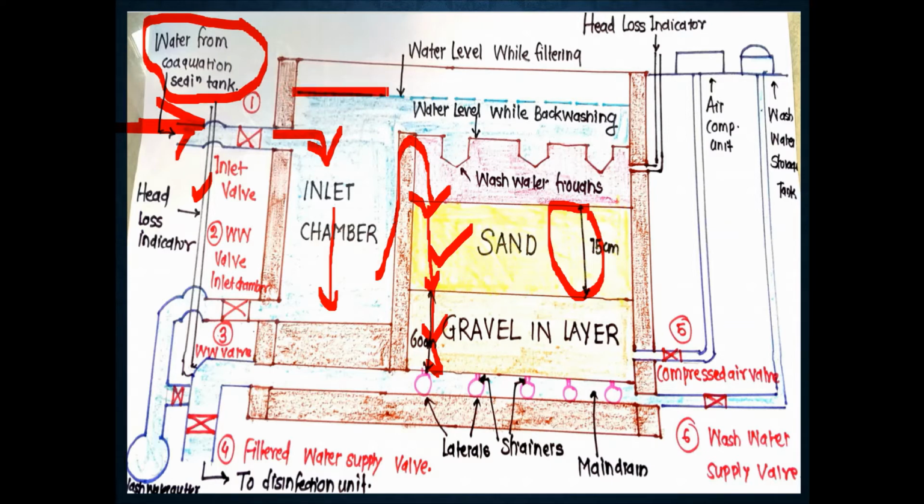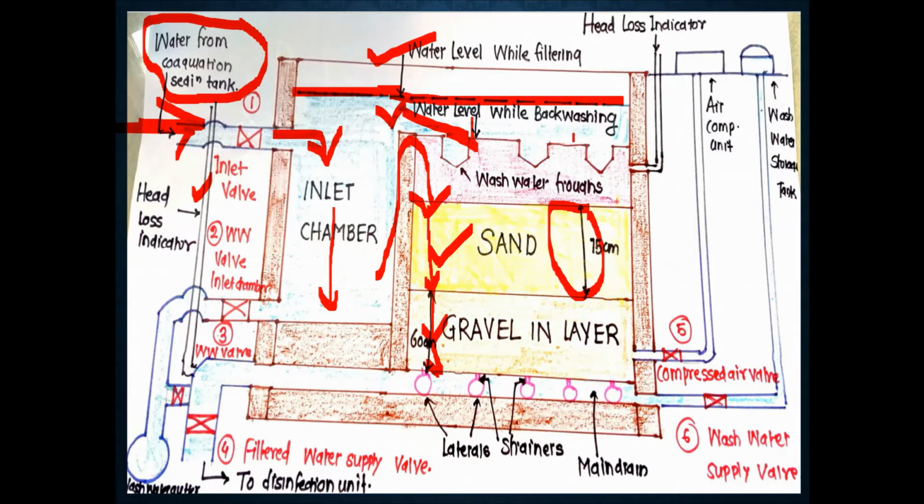Enclosure tank is there, and here it is water level while filtering and water level while backwashing. Two water levels are there. Okay, this is water level while filtering and this is water level while backwashing. Means during the backwashing, there is one additional thing in the design of rapid sand filter: we have to provide a phenomenon of backwashing.